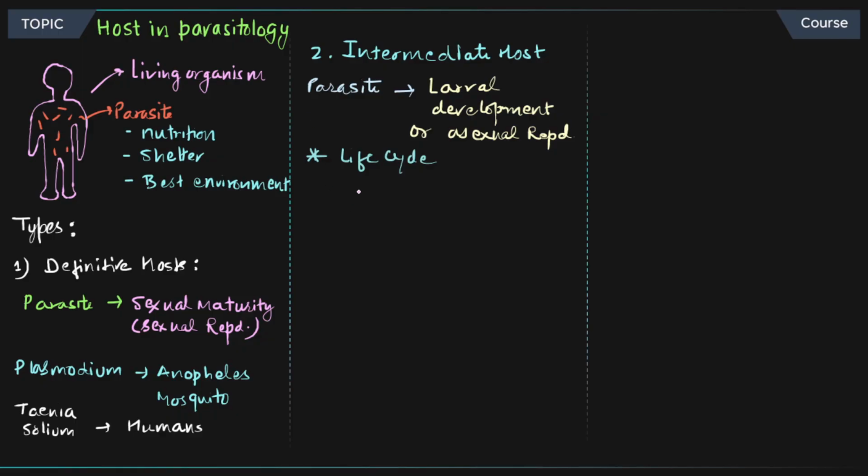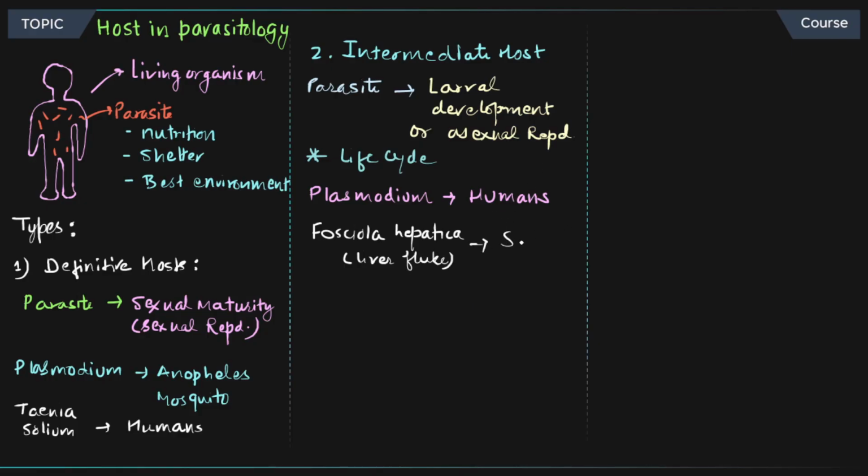If we talk about examples, let's take again the example of Plasmodium. I hope now you can imagine humans are going to be the intermediate host, because they will be completing their asexual reproduction in humans. Now, next one is Fasciola hepatica. It's also known as liver fluke. And for that, snail is the intermediate host, right?